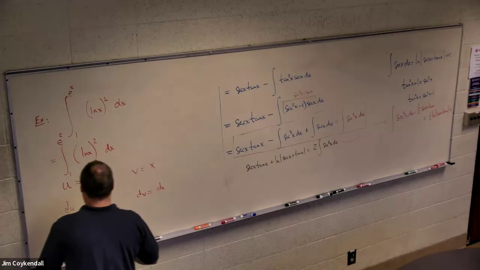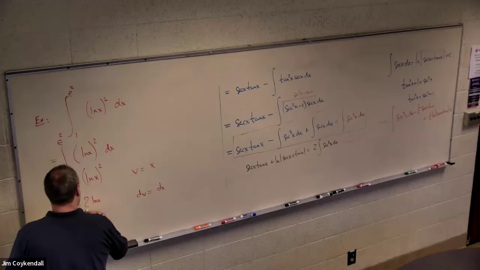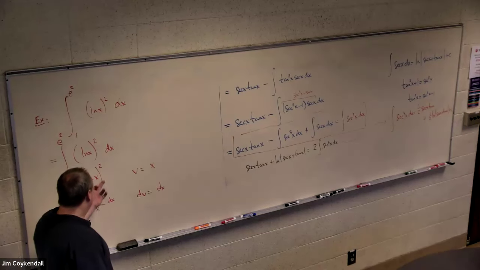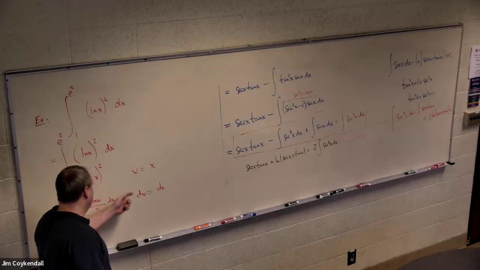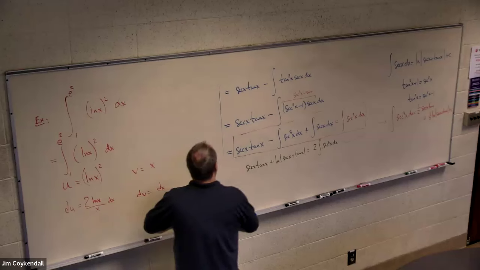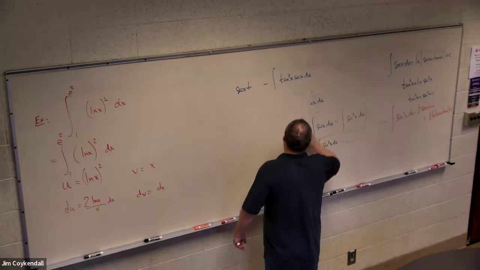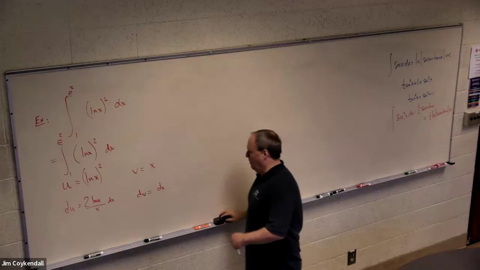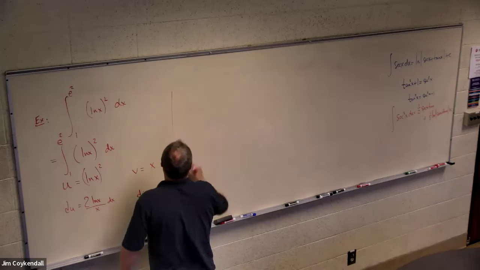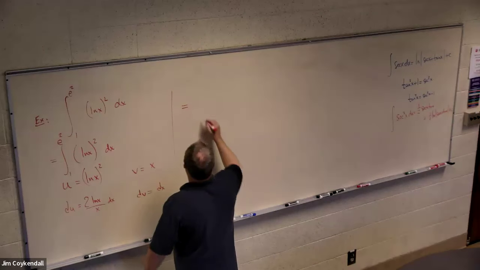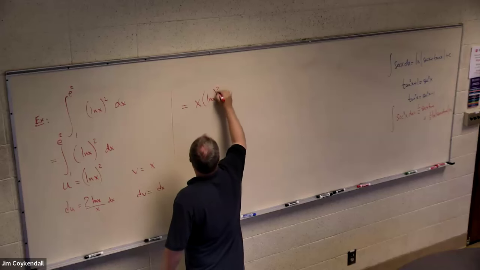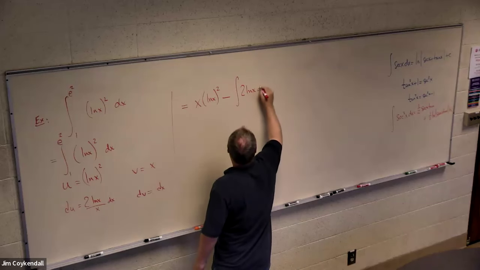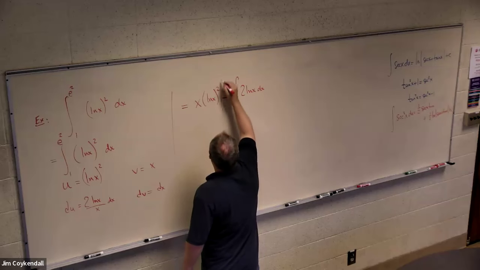If we do it this way, this is 2 log x over x. Logs are very good about that. Because notice, we have that magical x in here because of the chain rule, and it's going to kill this one. And so, what do we get? What we get here is x log x squared minus, the cross out is 2 log x, evaluated from 1 to e squared.